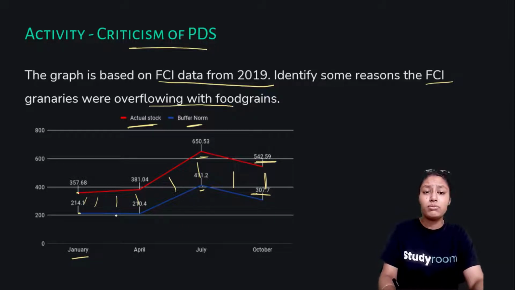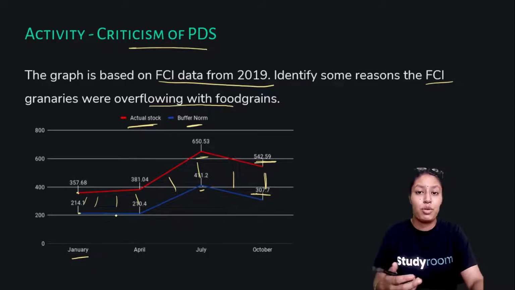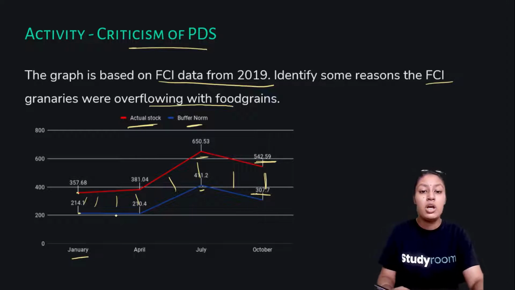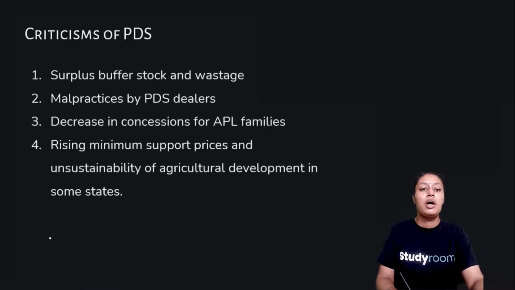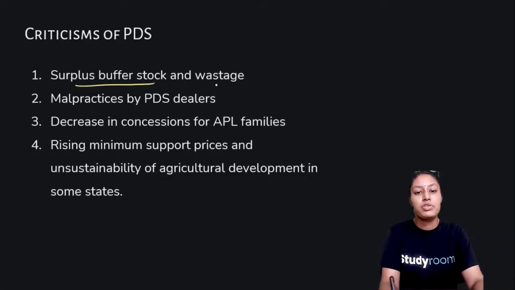However, what was the problem? Was it not being delivered to the people? Was it due to a lot of corruption and leakages in our country? Was the actual food grain not being delivered to the beneficiaries? What had been the reason? Let's find out. So first is surplus buffer stock and wastage.